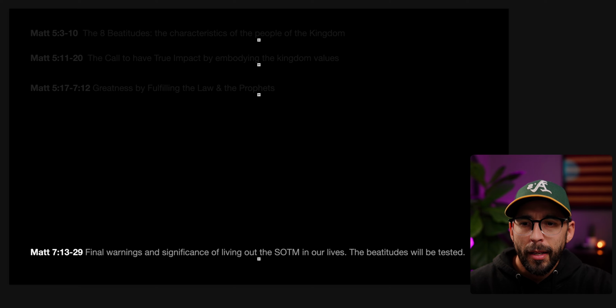And then at the end, I already covered this in my simple outline, but final warnings and the significance of living out the Sermon on the Mount. That's what the Sermon on the Mount is in our lives. The Beatitudes will be tested, right? And this is where I'm starting to turn more into commentary than outline, but it's a tough line. You get to do what you want. It's your outline. You can do what you want.